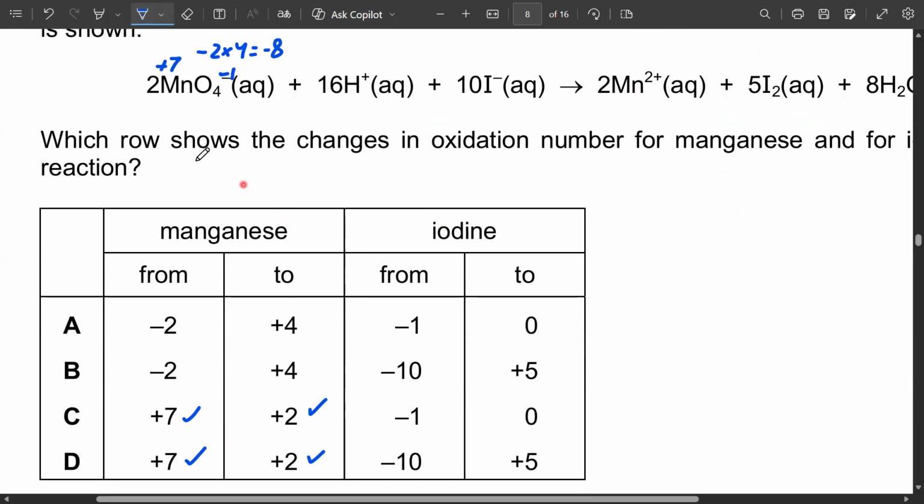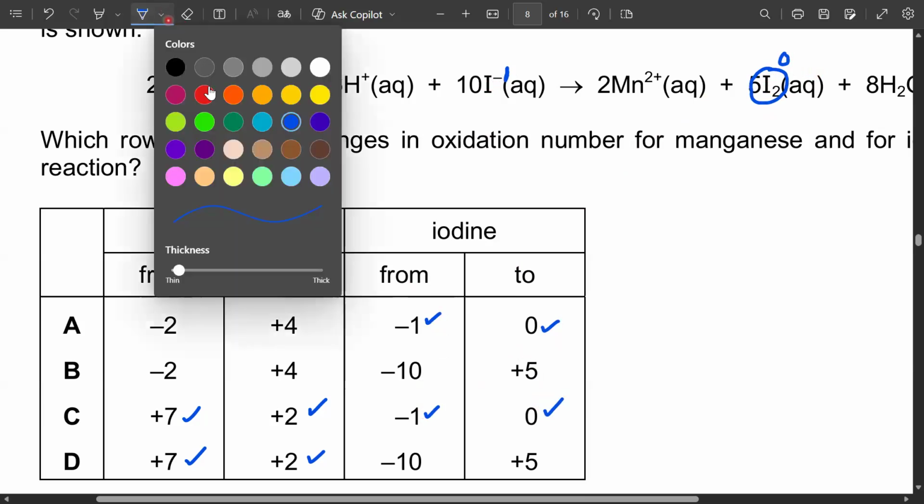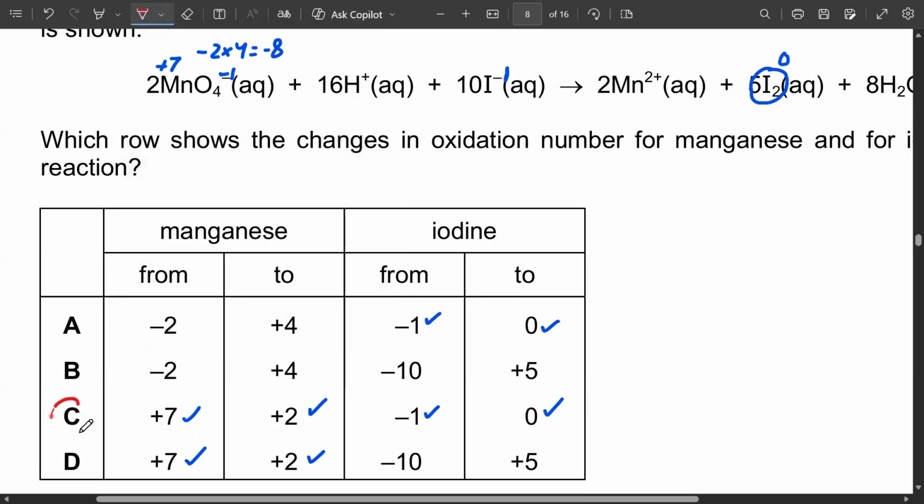Then, according to the iodine, it has been changed from -1. This is -1, the only negative ion with one atom. This is a monatomic ion, so it has a -1 charge, and it is converted into the I2 molecule, a diatomic molecule. And we know it is the elemental form having zero oxidation state. So it is converted to zero. So there are 4 ticks in the C option.